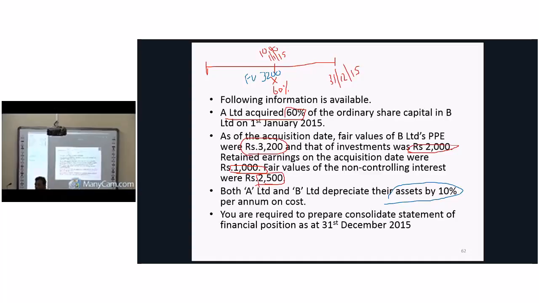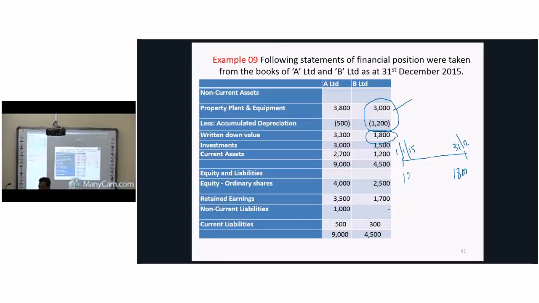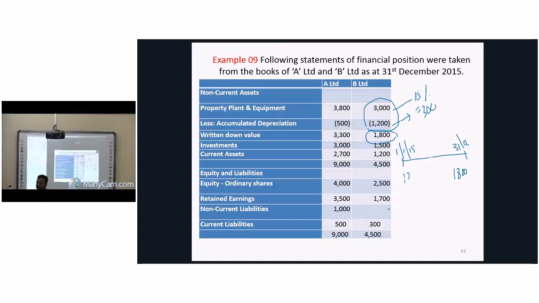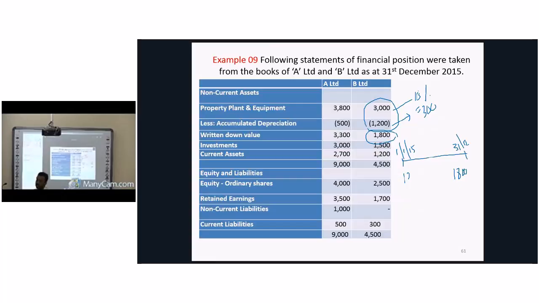Now we need to find out fair value excess. How to find out it? 10% means, look here, the cost is 3,000. 3,000 into 10% means per annum depreciation will be how much? 300. Now look here, we have 1,200 depreciation. It means this asset is how many years old? According to this calculation, PP depreciation for a year should be 300. Understand? But this is now 300 into 3. Right here, accumulated depreciation 1,200 means 3 years old asset.